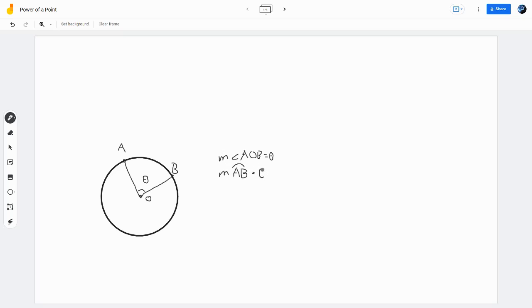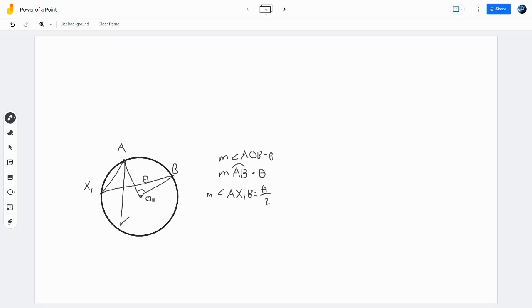But the interesting thing here is that if we have some angle like this with another point on the circle, let's call this x sub 1, the measure of angle A x sub 1 B is going to be equal to 1/2 of theta. And this goes for any point on the circle.